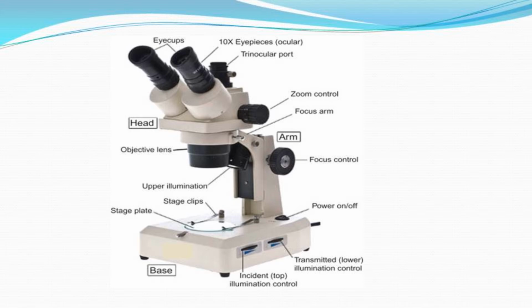This picture shows the image of an optical microscope wherein you could see the ocular point, the objective lens, the stage, the base having the illumination control points, and the arm having the focus control.